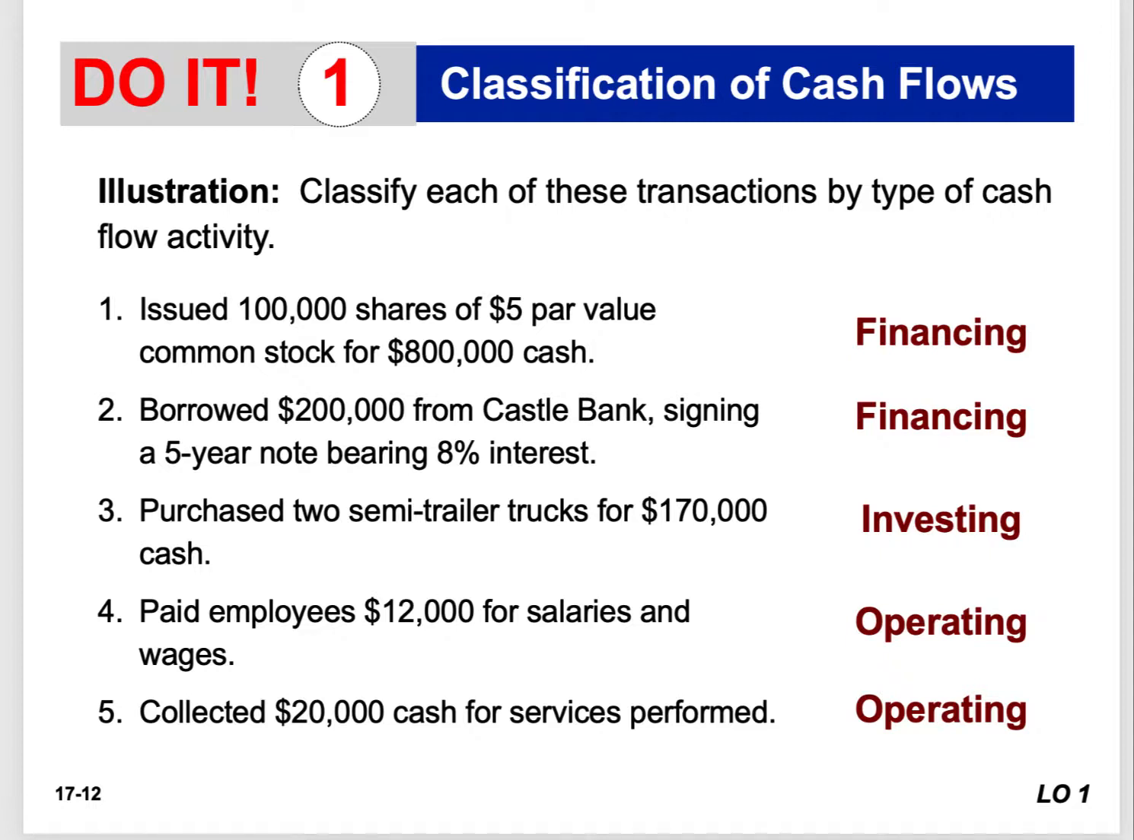When we come back in our demo video, I want to go through a number of examples of how we classify each type of transaction. Is it financing? Is it investing? Is it operating? Okay, so please tune back in for that one.